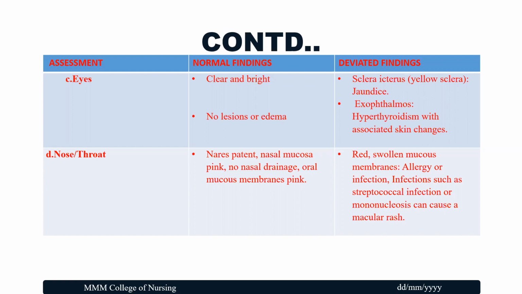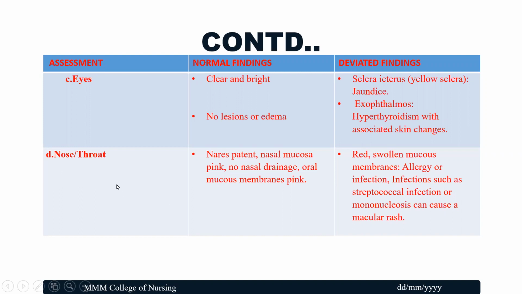Moving on to the eyes. Normal findings are clear and bright eyes. No lesions or edema should be around the eyes. When it comes to the deviated findings, sclera might be icteric, that is yellow sclera, which indicates jaundice, or exophthalmos, that is hyperthyroidism with associated skin changes.